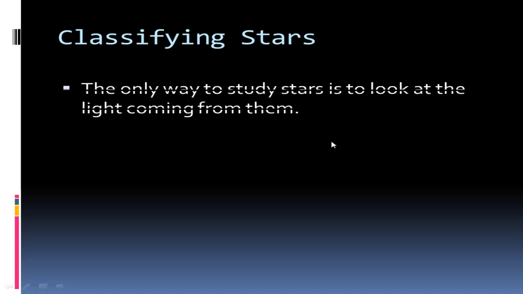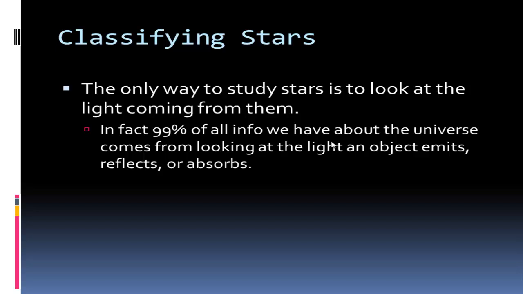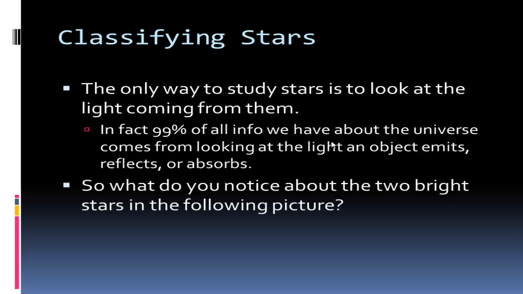And one thing that you should know about in astronomy is that the only way to really study stars, and pretty much study anything, is to actually look at the light that's coming off of them. It's nice to go to the moon and collect samples. It's nice to go to other planets with little rovers or send satellites around things. But really, the only way that we study and learn in astronomy is by looking at the light. 99% of all the light information we have about the universe comes from the light that an object emits, reflects, or absorbs. So, what do you notice about the two stars in this picture here?